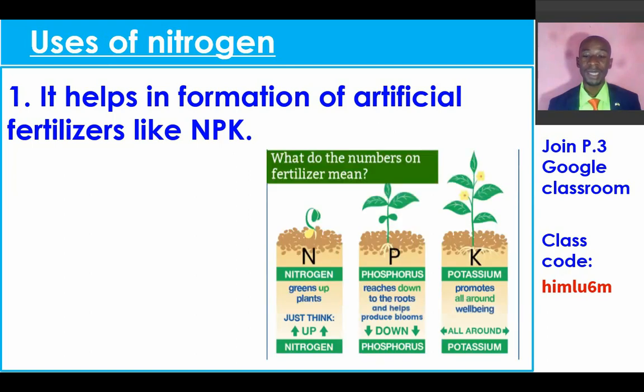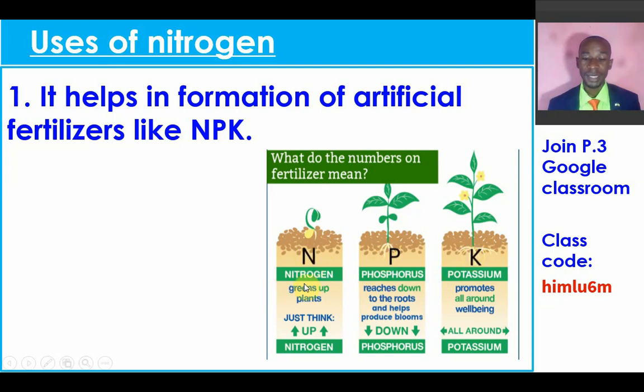So these fertilizers are so good in that they support the plant to grow well. Plants which are planted in places without enough fertilizers, they don't do well. So at times we have to buy the artificial ones like NPK. Now, as you can see here, there is NPK.